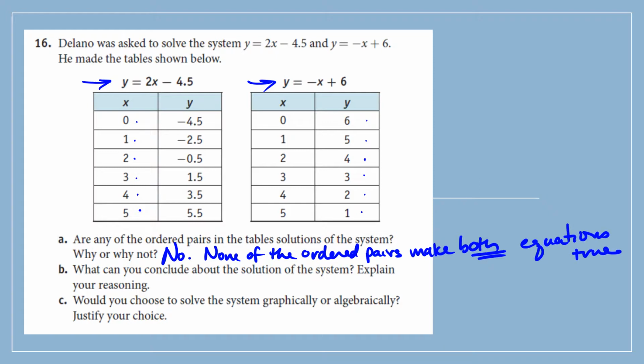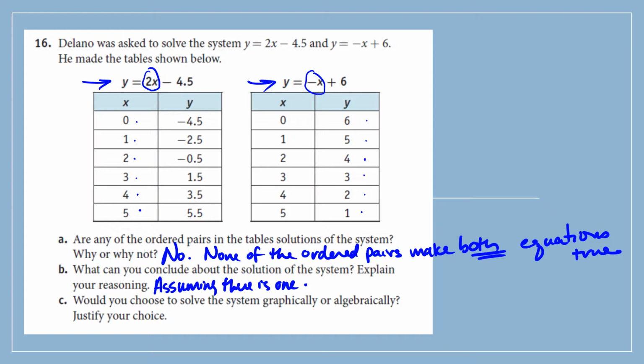There's no ordered pair that matches on both tables for both equations. So what can we conclude about the solution of the system? Well, assuming it has one, which there would be, because if you look at these graphs, this is a line with a slope of 2, and this is a line with a slope of -1. Lines with different slopes are going to cross, so there is a solution to the system.